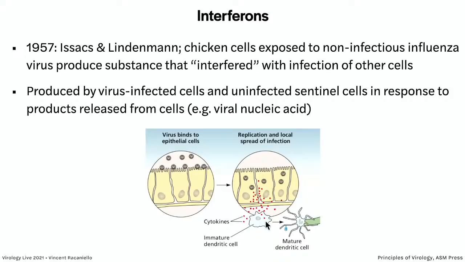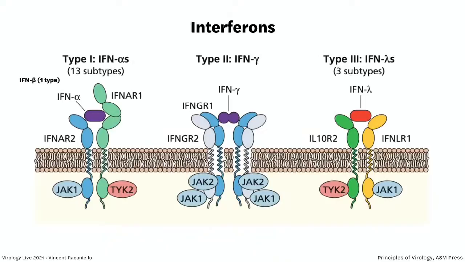So the sentinel is not infected, but it is responding to the virus-infected cell, producing cytokines, and in turn it makes interferons. These sentinels respond to things that are released from cells: apoptotic bodies, viral nucleic acids, viral proteins. As the cells are dying, they're releasing viral proteins and nucleic acids, and those will activate the dendritic cell, for example, to make interferon and other cytokines, even though it's not infected. So you don't have to be infected to produce interferon. The cell just needs to sense the presence of something foreign.